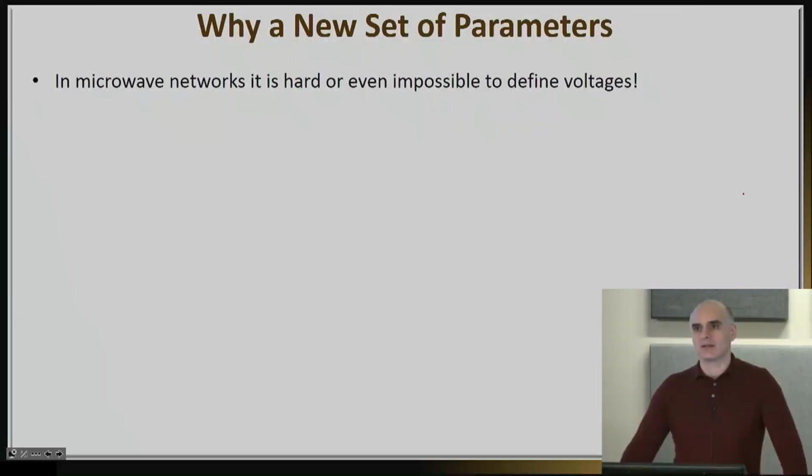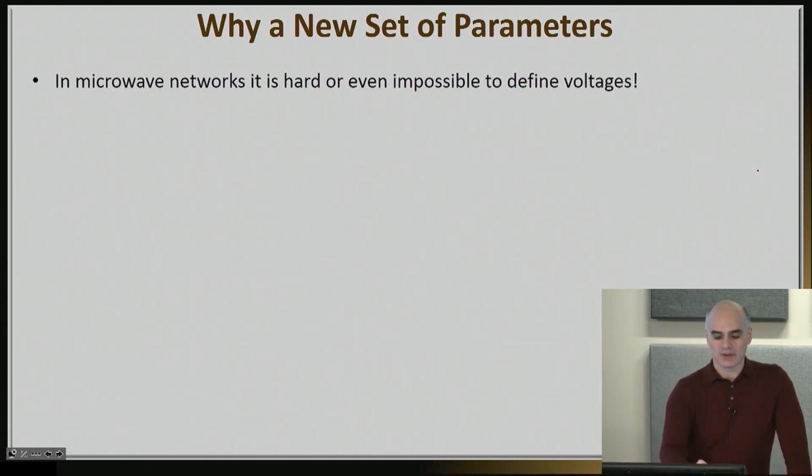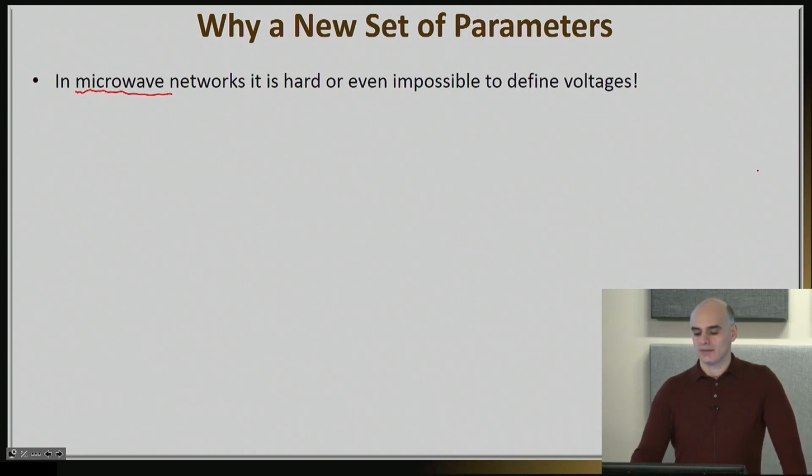Let me start by first of all explaining why we need to define scattering parameters. After all, many of you may already be familiar with defining essentially Z or Y parameters for a network that are primarily useful when you can define voltages and currents. The issue, however, when the frequency gets really high, when we have microwave networks, is that defining voltages is actually hard, and sometimes it's even impossible.